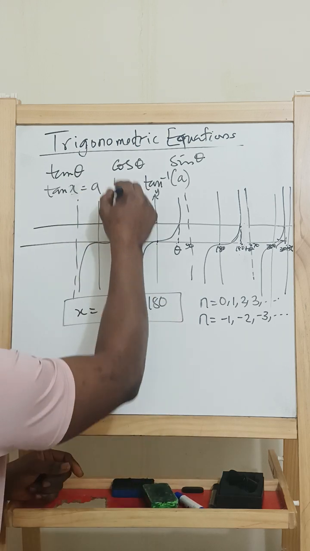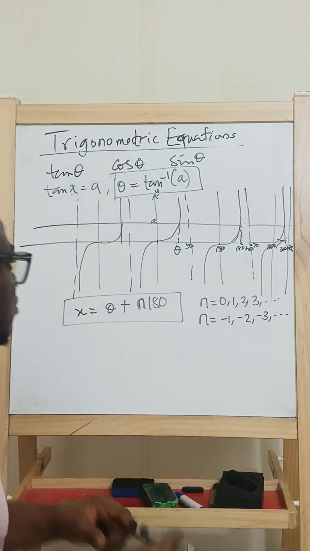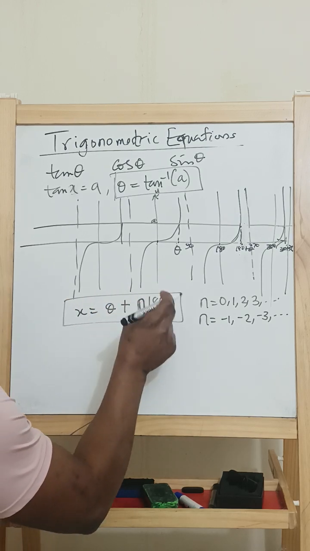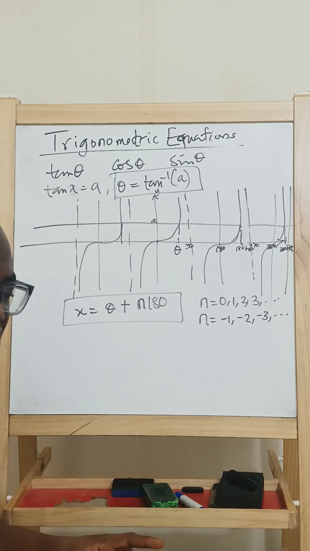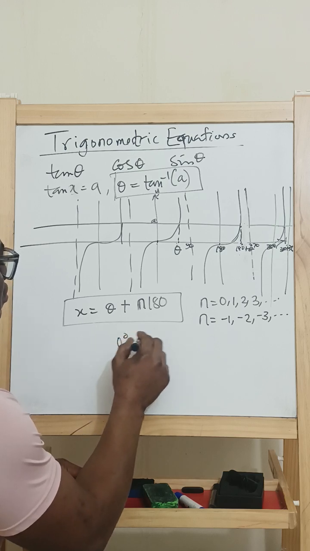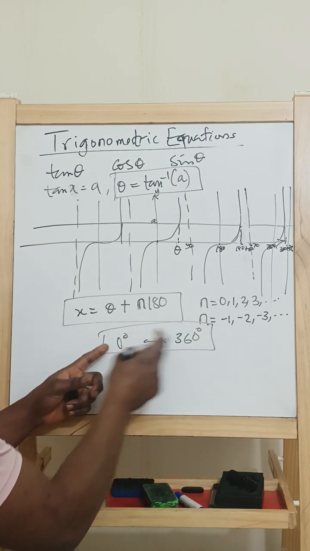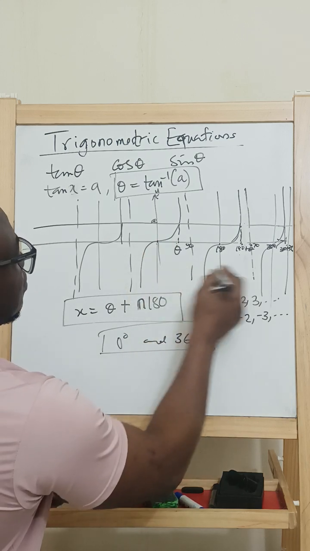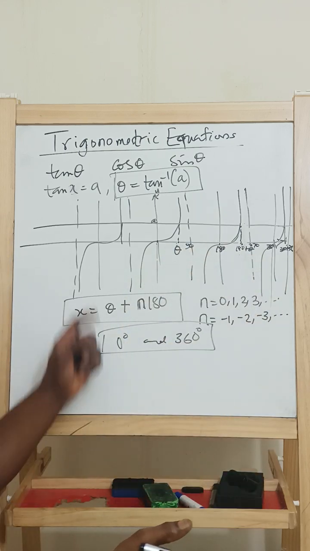So once we get our theta, which is the one we got from here, if we want to get the other values of theta, then you apply this formula, which is x equals theta plus n times 180, where n will now be specified. In some questions, they can specify the range. They can say between 0 degrees and 360 degrees. If they specify the range, it means you have to find your theta between these two angles, right? And if they say between 0 and 360, you are going to restrict your answers to this region, whatever values you don't get.